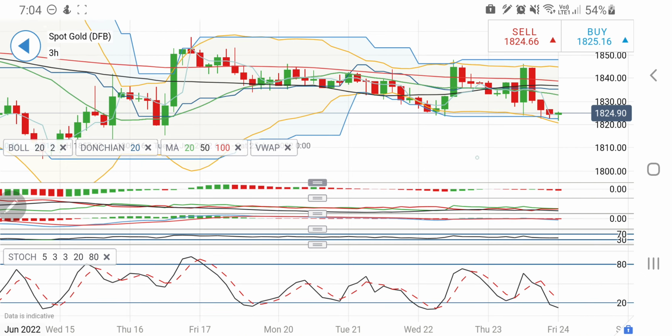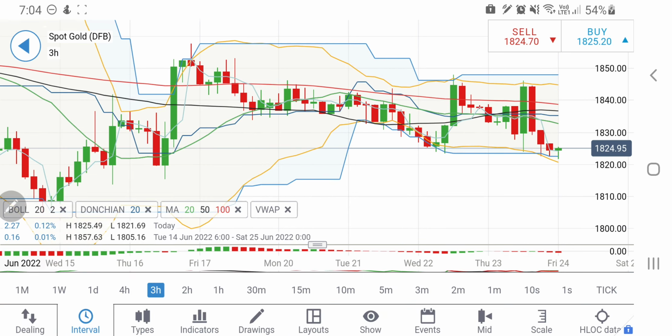On the 3 hour charts, similarly, you will find it has seen lower lows. See, it is trading at the bottom of the Bollinger Bands and the Donchian channel. So yes, it is giving it a support here at 1820, and I have told you several times, 1820 is also a stronger support.